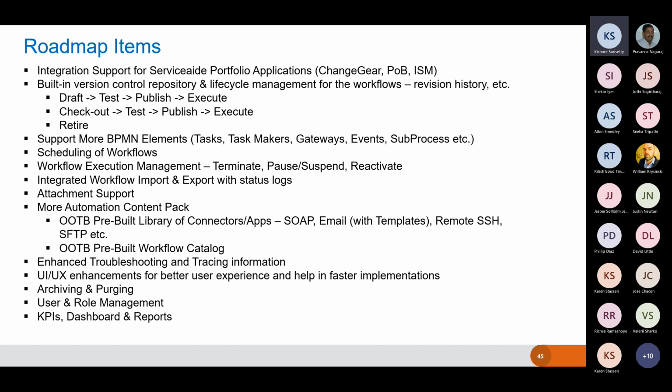Then we're going to have user and role management, and of course the permissions model. Finally, we're going to have the KPIs, dashboards, and reports. Of course, all this needs to be discussed to see which KPIs really make sense for automation, and then have dashboards and reports on top of it. This is not in priority order, but these are some of the items which are considered for the future releases.